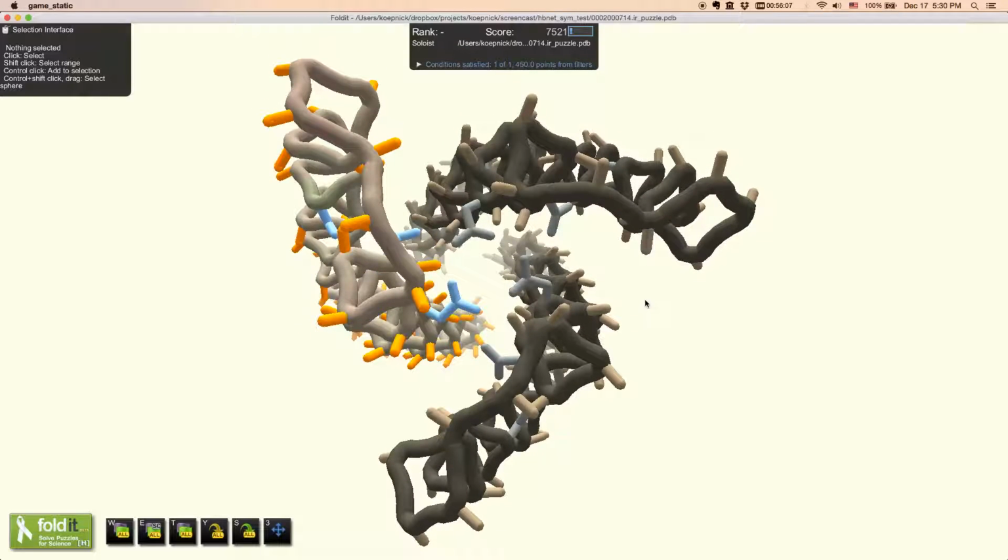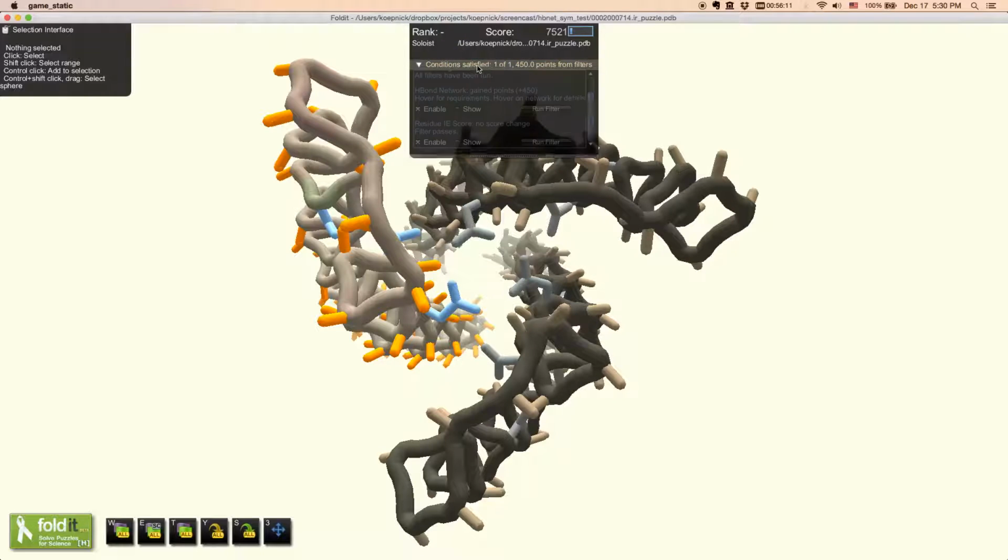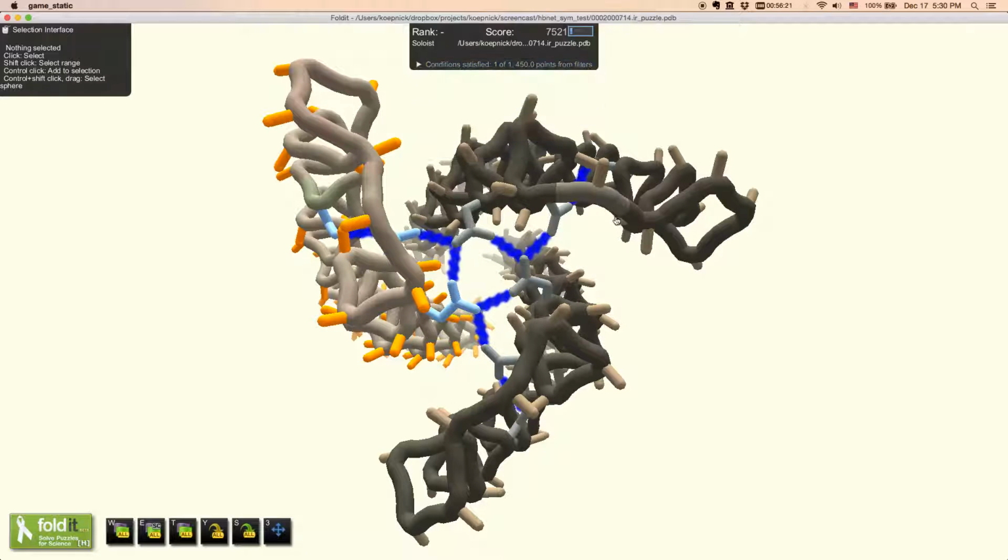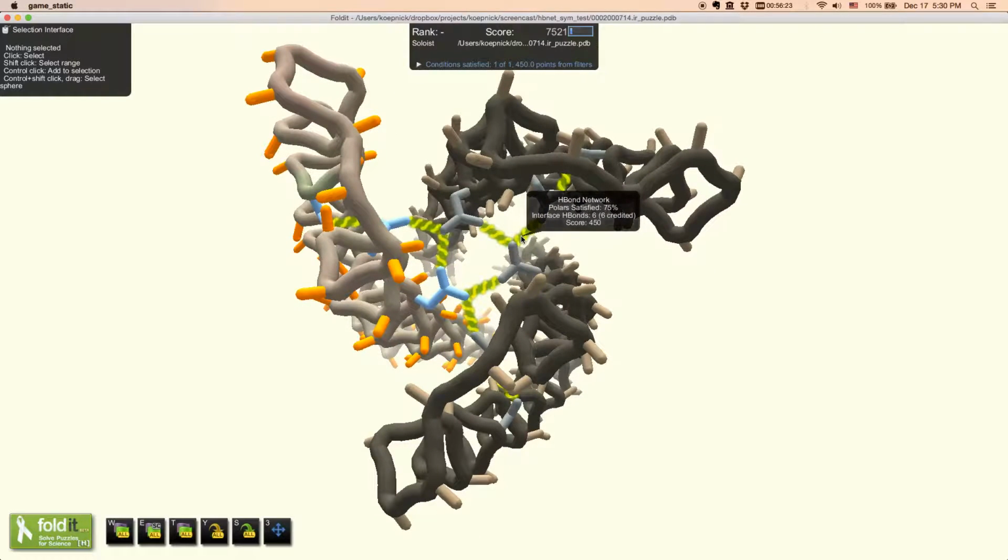So the first thing I want to do is visualize the hydrogen bond network. And we do that just by going to the conditions tab on any puzzle that has a hydrogen bond network filter. Click show, and now we see that there's a hydrogen bond network here. We can mouse over it to see some statistics about it, the percentage of polar atoms that are satisfied, the number of interface H bonds. Those are H bonds that span from one monomer unit to another, and then the total score you get for that network.